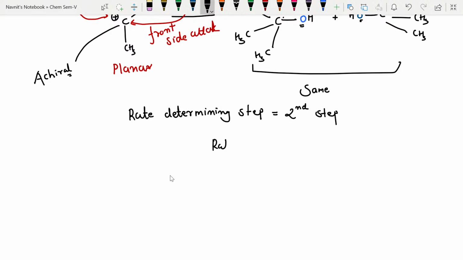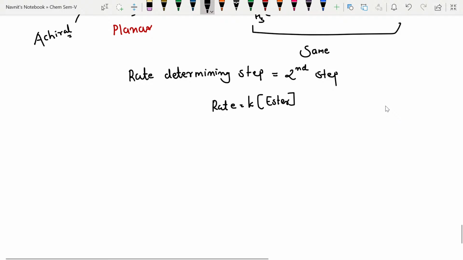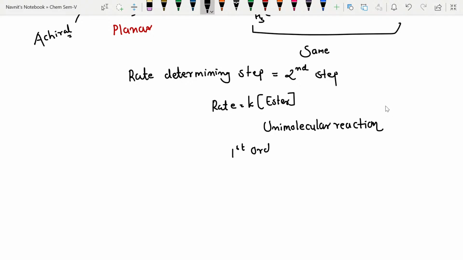So the rate of the reaction depends on the concentration of only the ester, because in the rate determining step only the ester is involved. So only one species is involved in the rate determining step. That's why this reaction is a unimolecular reaction, and this is also a first order reaction. So AAL1 follows first order kinetics.